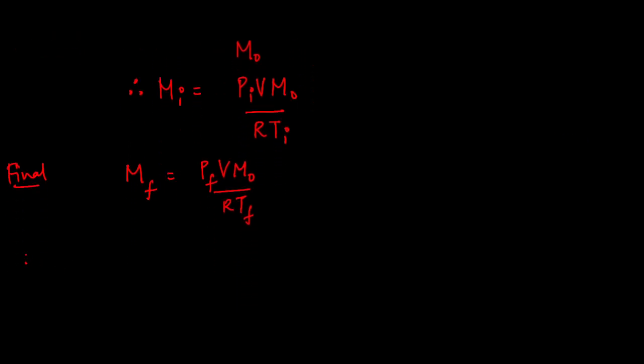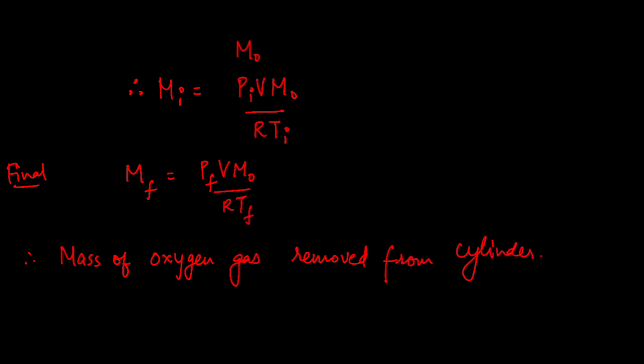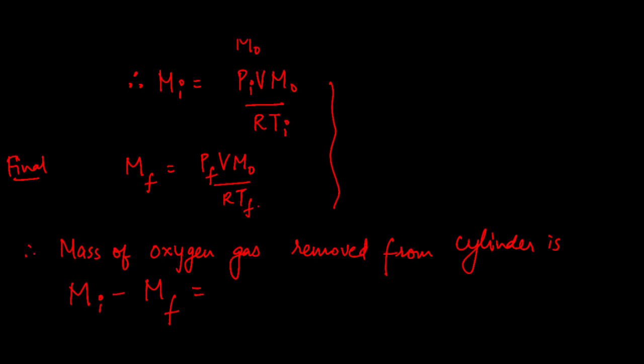So now subtract. Therefore mass of oxygen gas removed from cylinder is mi minus mf. See, subtract these two values. Take the common terms, it becomes easy. So what is common? V is common, m0 is common, divided by R is also common.